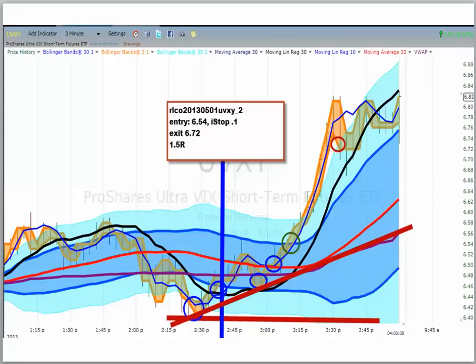The dark black is the 30-period regression line. The blue line is the 10-period regression. This orange ribbon-looking thing here is the 2-period Bollinger Band, which I'm taking to read as real price.